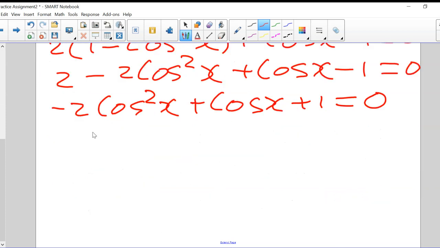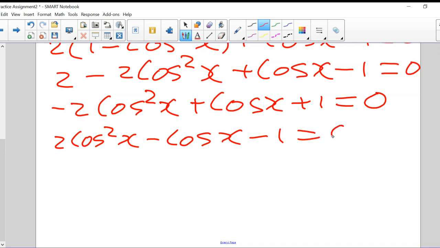So you know what I do? If it's all equal to 0 already, I just multiply both sides by minus 1, right? So this side is going to change sign. It's going to become 2 cos squared x, minus cos x, minus 1 equals. The other side is still going to be 0 because multiplying 0 by anything is still 0. I just like it this way better, because now we can talk about factoring this because it's a quadratic.